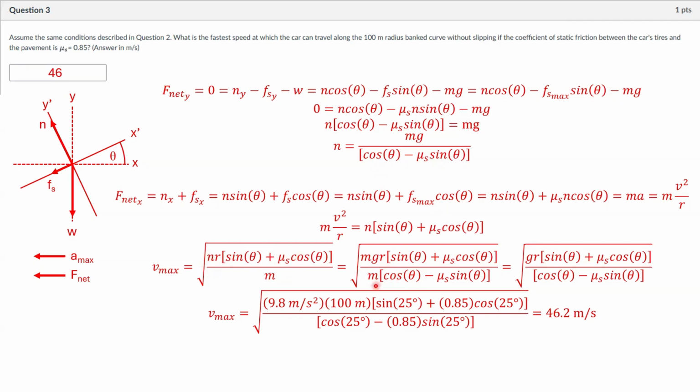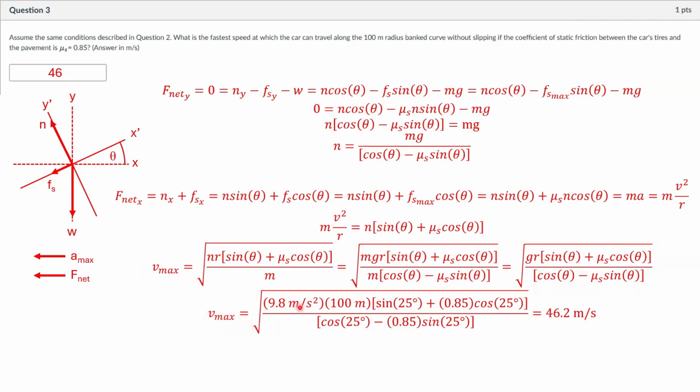And what we see is we now have m times a bunch of stuff in both the numerator and denominator. So as will be needed, because we don't have the mass of the car, we can cancel the mass of the car. And we end up with g r, g is the thing I know, r is the thing I know, times sine theta, theta is the thing I know, plus mu s, thing I know, times cosine theta, over cosine of theta minus mu s times sine theta. So now I have the thing I want in terms of things I know. That's always where I want to get to. I can solve for the thing I want by just putting in what I know.